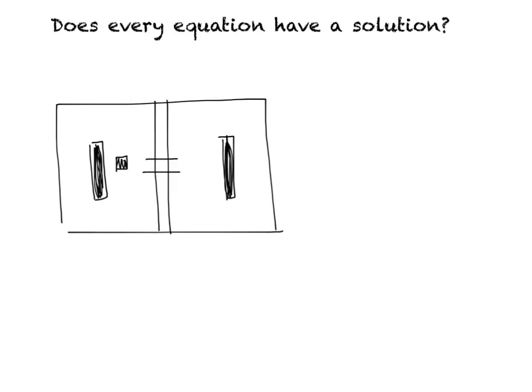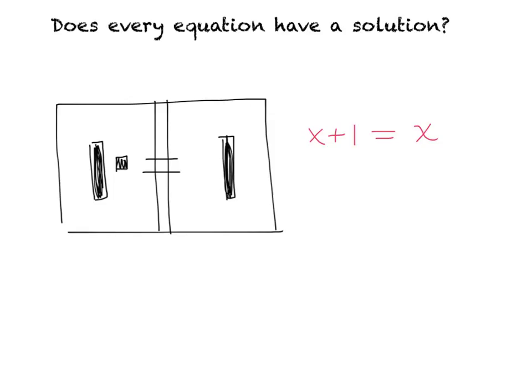I want to know, does every single equation have a solution? Is there always something that you can put in for x that makes the two sides equal? So take a look at this equation mat, and let's see if we can write down what it actually shows. We have an x tile and a 1 tile on this side, and on the other side an x tile. So let's write on the first side x plus 1. On the other side we just have an x tile.